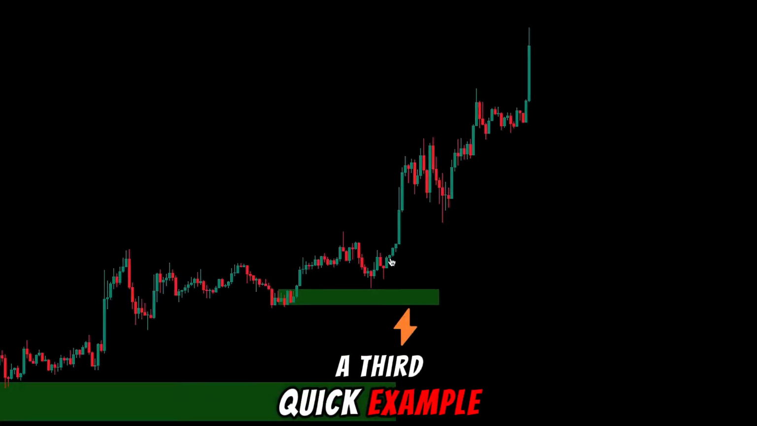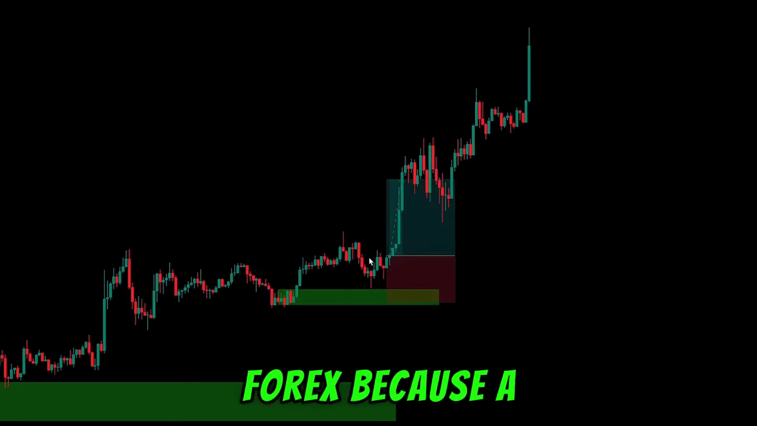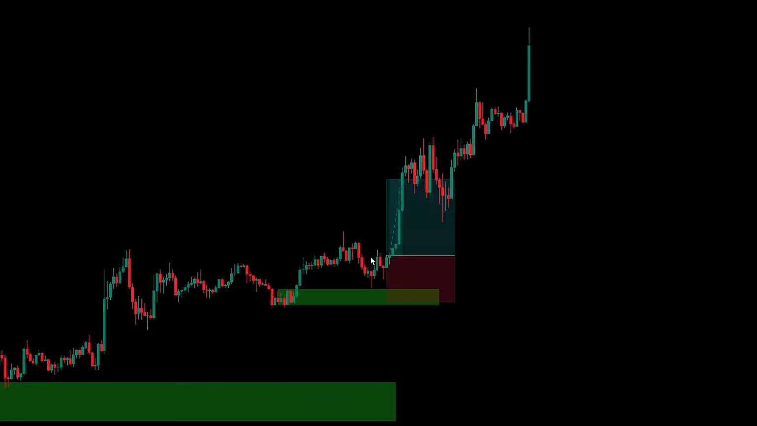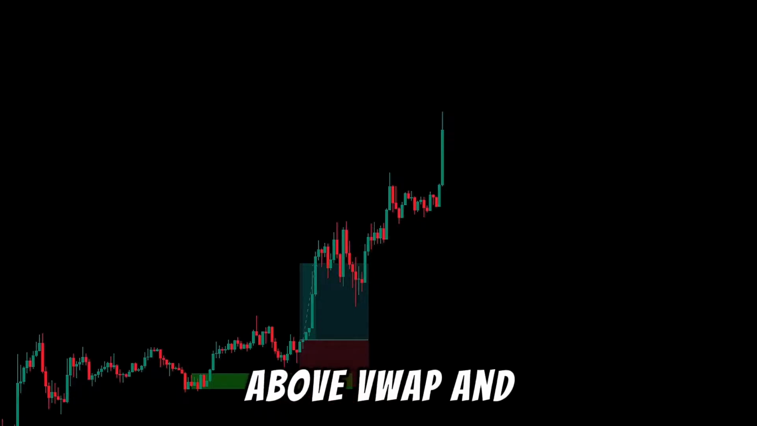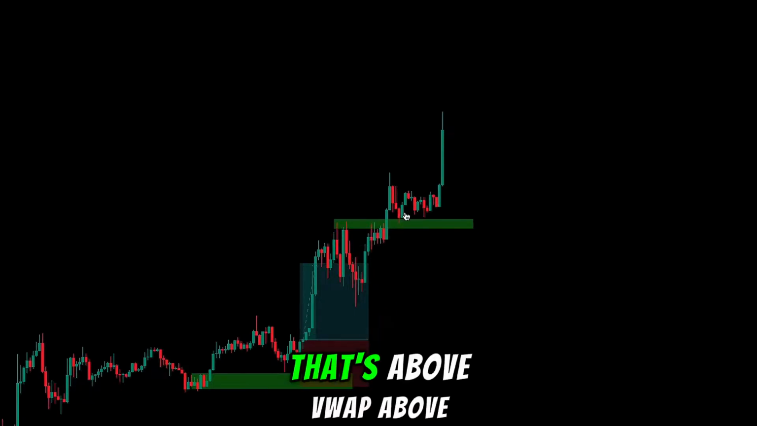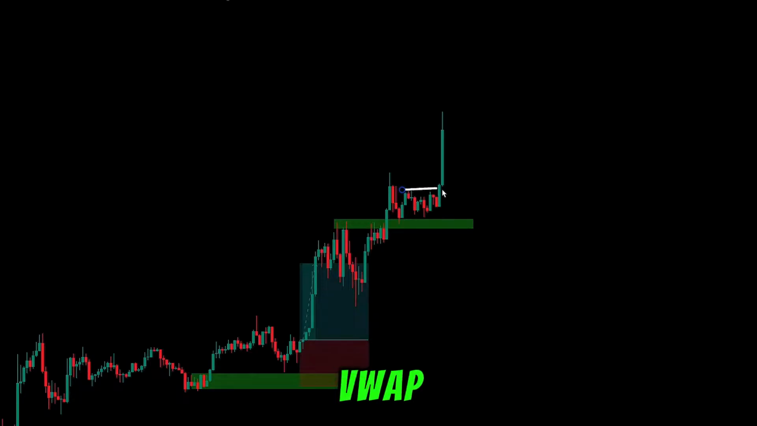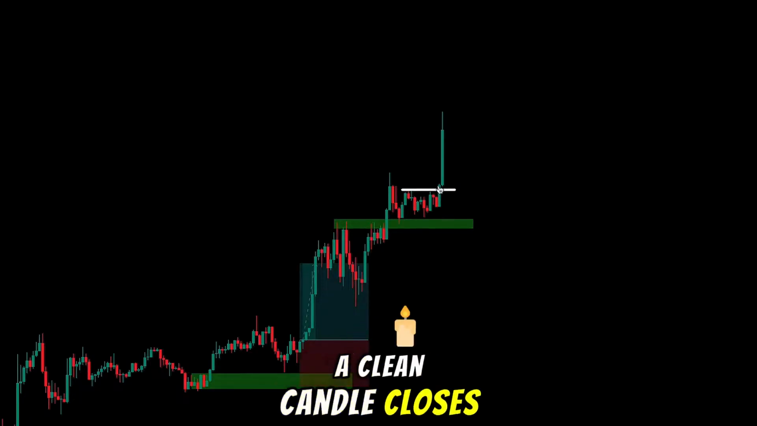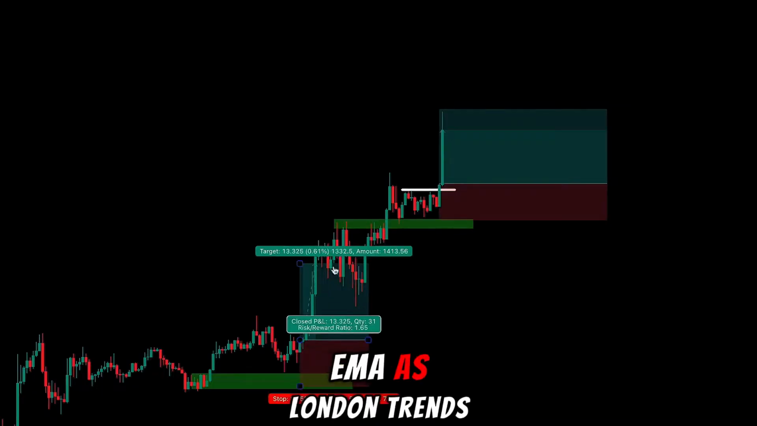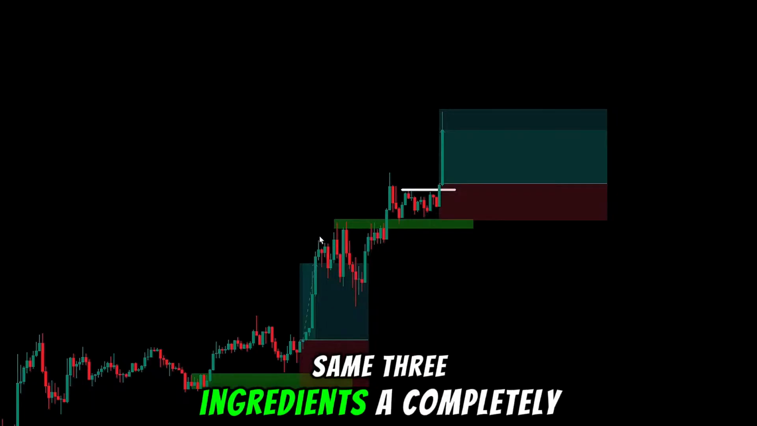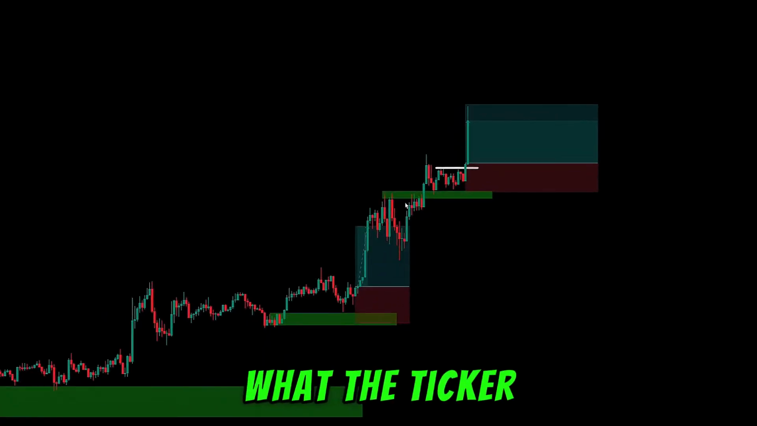A third quick example, GBP USD at the London Open. One more, on forex, because a lot of you trade the pound. Picture the London Open on GBP USD. Price opens, pushes above VWAP, and reclaims the pre-session high. That's above VWAP, above the level, longs only, by the rule. Cable pulls back into VWAP, buyers defend it, and a clean candle closes back up. Enter long, stop just under VWAP, and trail the 8 EMA as London trends. Same three ingredients, a completely different market. The system genuinely does not care what the ticker says.